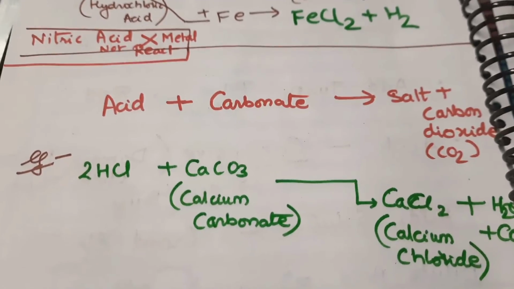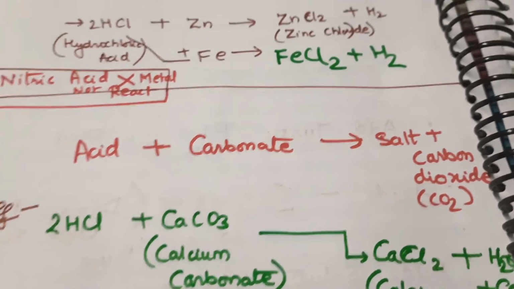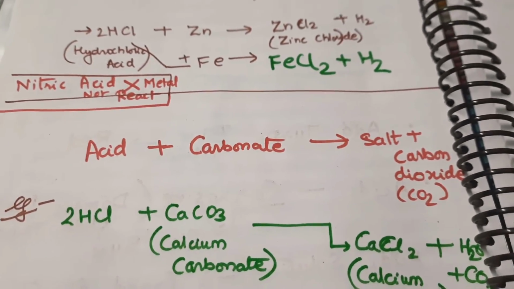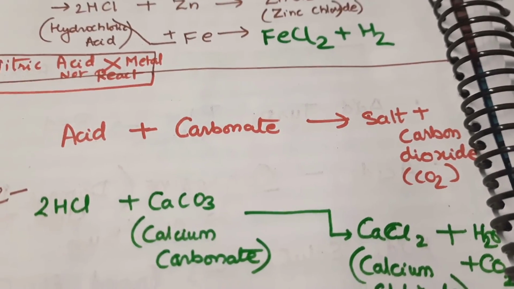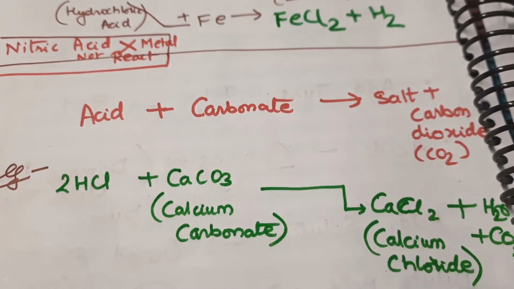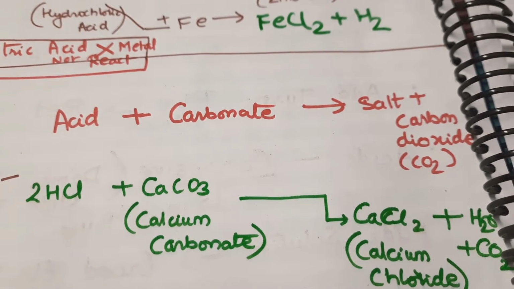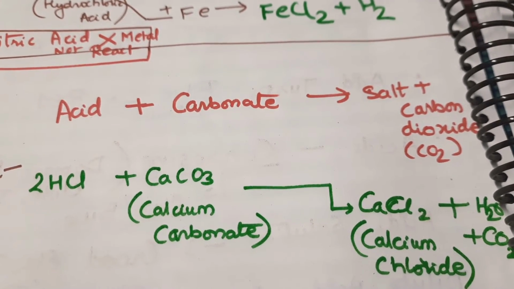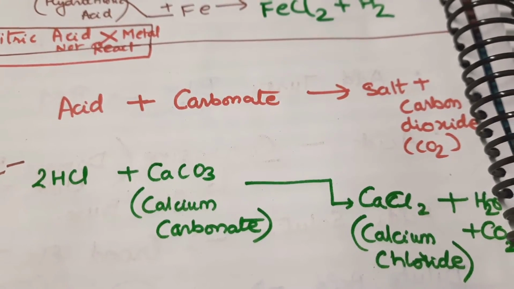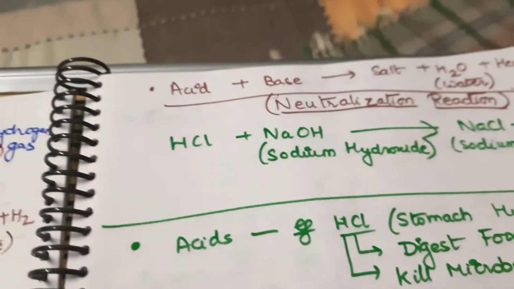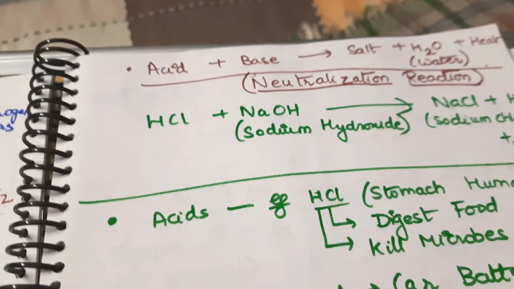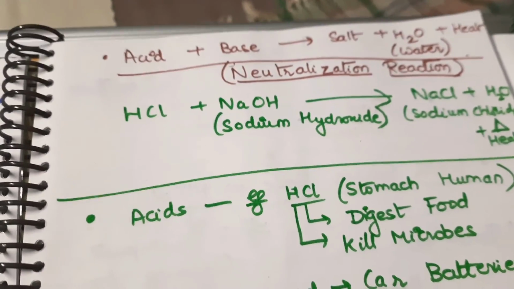Okay, next is acid with carbonate. Acid with carbonate will form salt plus carbon dioxide. This is the example: 2HCl plus CaCO3, that is calcium carbonate, will form CaCl2, that is calcium chloride, plus water plus CO2. Okay.